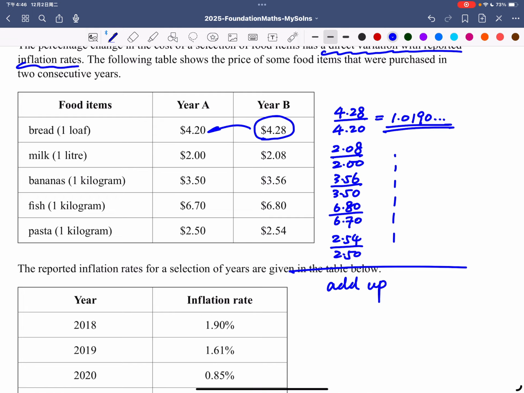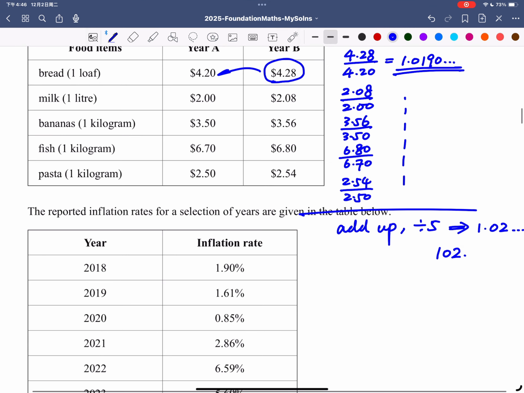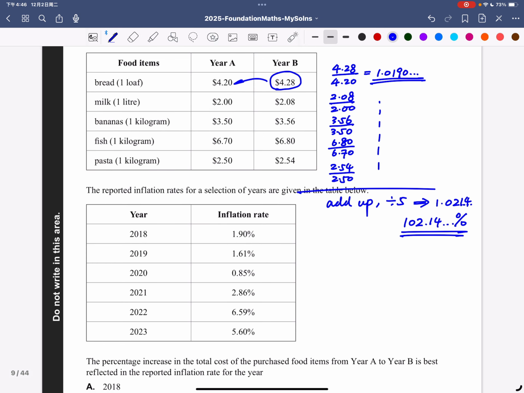Add up, divided by 5 to get 1.02, etc. Well, if you convert this ratio into a percentage, you get 102 point whatever it is, 14%. Therefore, combining everything together and taking the average, the inflation rate should be around this value according to the 5 items. And the closest number, I believe, is 1.90.